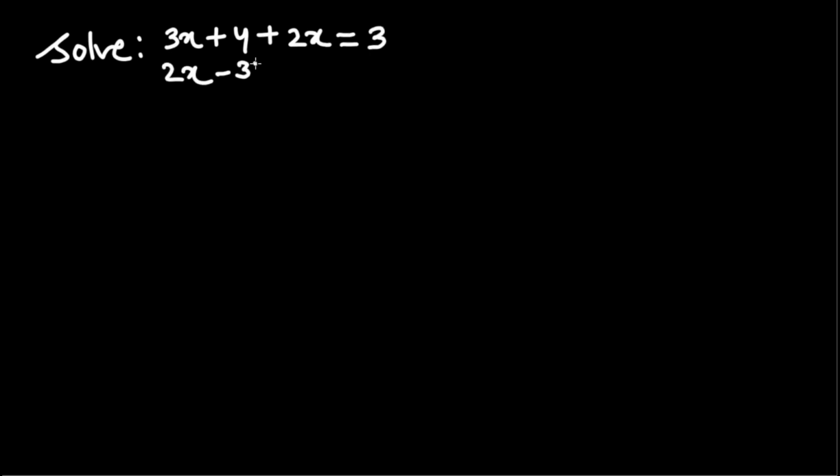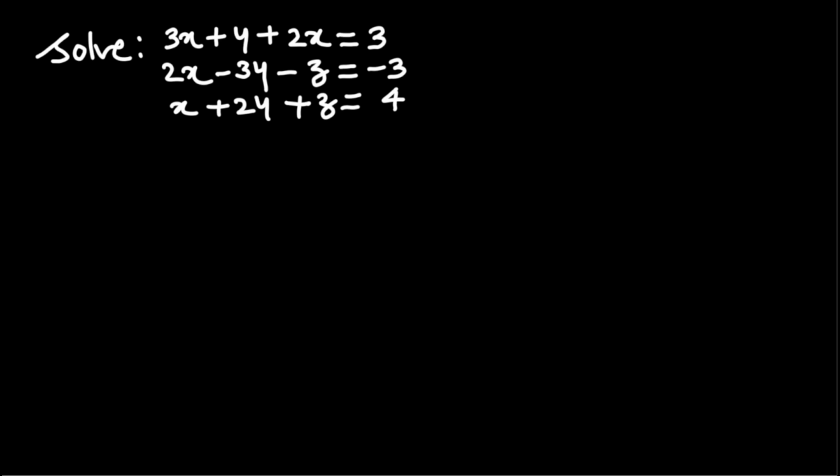Solve by matrix method: 3x plus y plus 2z equals 3, 2x minus 3y minus z equals minus 3, x plus 2y plus z equals 4. So these are linear equations in three variables x, y and z. We have to solve these equations by matrix method.